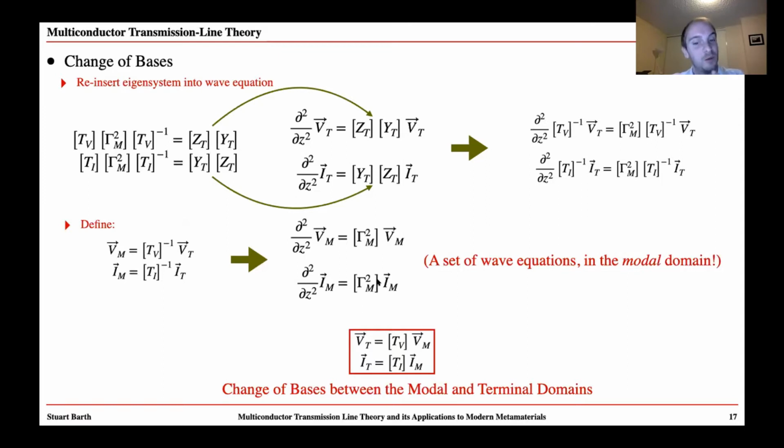So what we've done here is we've now changed the basis from the modal domain to the terminal domain. These transformation matrices, as they're called, TV and TI, the eigenvector matrices, relate the terminal domain to the modal domain. And this is a critical transformation because, as you'll see in multi-conductor-based metamaterials, we take terminal domain systems and we want to understand what the modal quantities are. So we will be using this shortly.